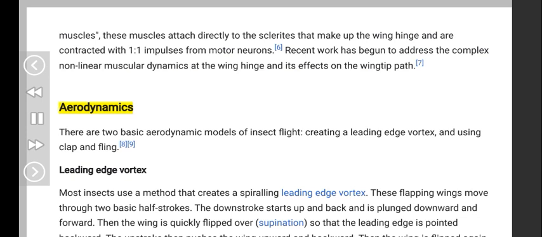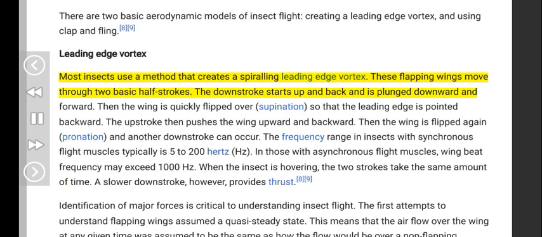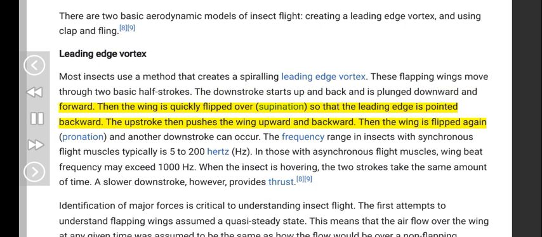Aerodynamics. There are two basic aerodynamic models of insect flight: creating a leading edge vortex, and using clap and fling. Leading edge vortex. Most insects use a method that creates a spiraling leading edge vortex. These flapping wings move through two basic half strokes. The downstroke starts up and back and is plunged downward and forward. Then the wing is quickly flipped over, supination, so that the leading edge is pointed backward. The upstroke then pushes the wing upward and backward. Then the wing is flipped again, pronation, and another downstroke can occur.